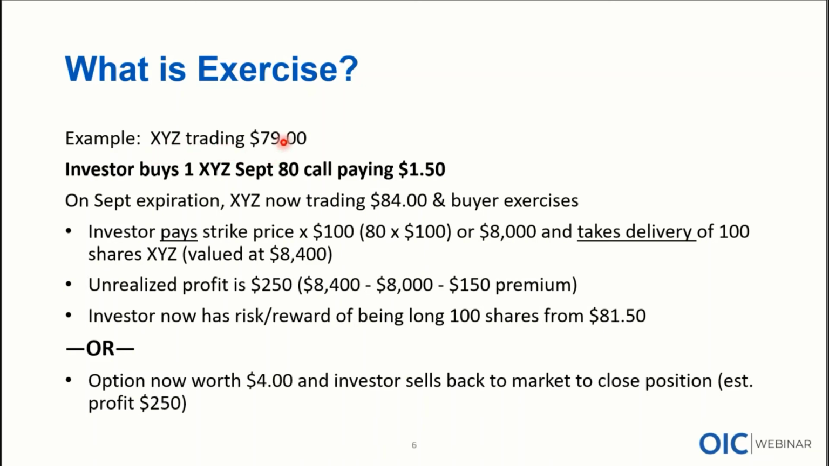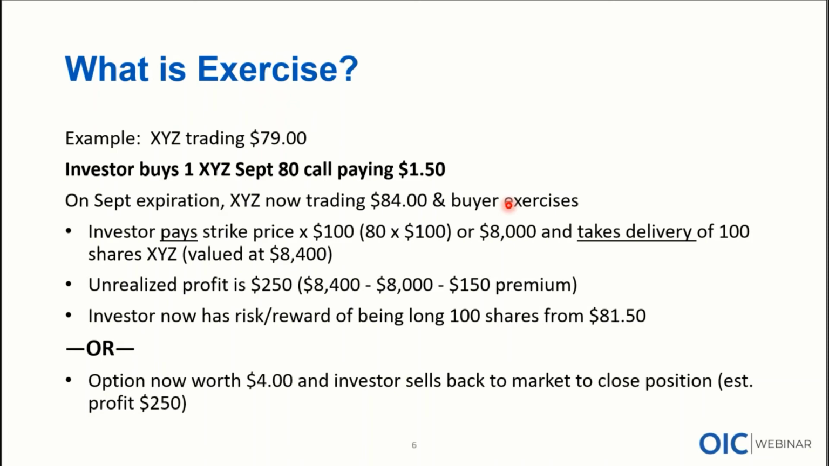Stock is trading at $79, and the investor purchases a slightly out of the money 80 strike call option, and pays $150. Come around to September expiration, stock's trading up to 84. Now, the decision to exercise at this point likely means something has changed.